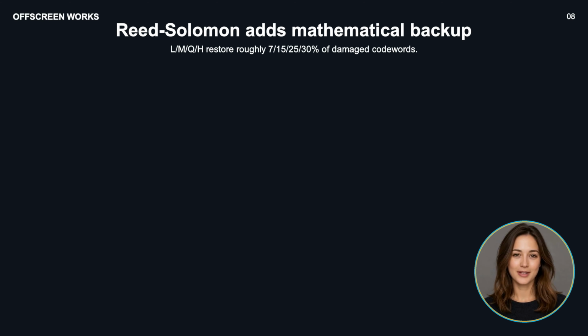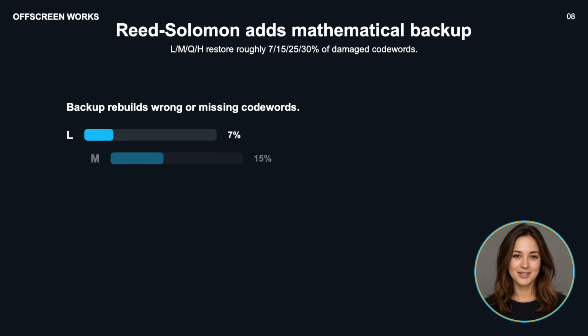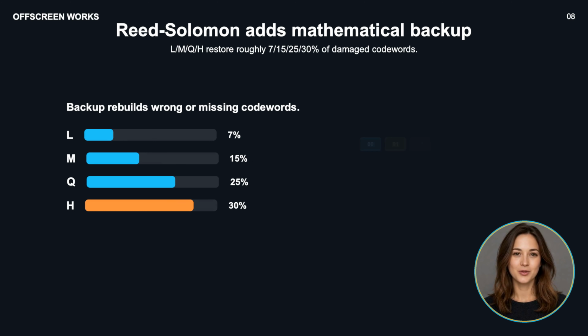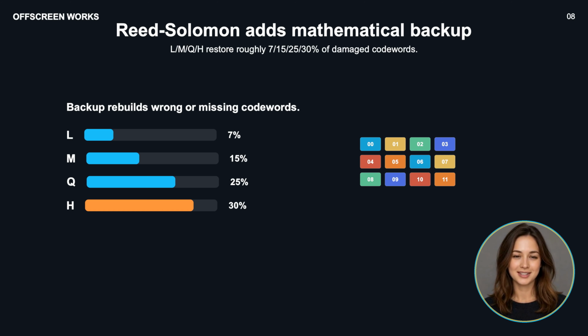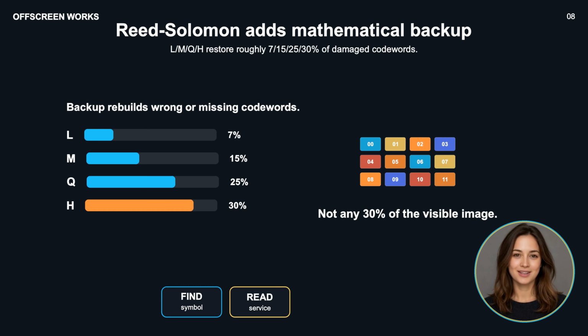QR codes use Reed-Solomon error correction. In simple terms, the symbol stores enough mathematical backup to rebuild part of the missing or wrong codewords. There are 4 common correction levels, L, M, Q, and H. Roughly, they can restore about 7, 15, 25, or 30% of damaged codewords. But that does not mean you can erase any 30% of the visible image. The location matters. The scanner must still find the symbol, read the service information, align the grid, and keep the number of damaged codewords within the correction capacity.